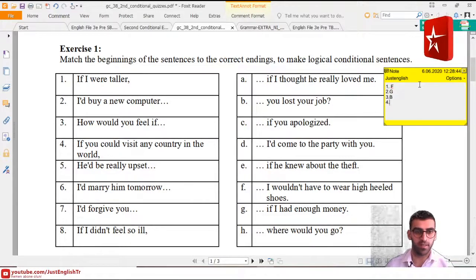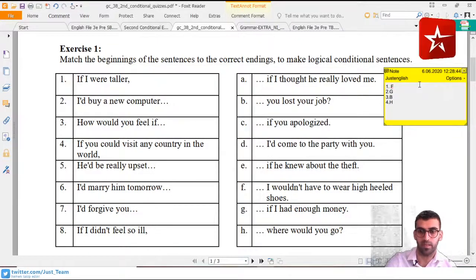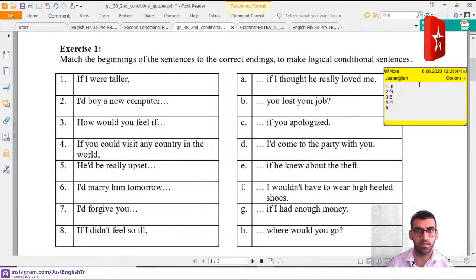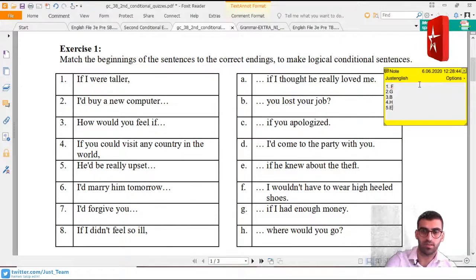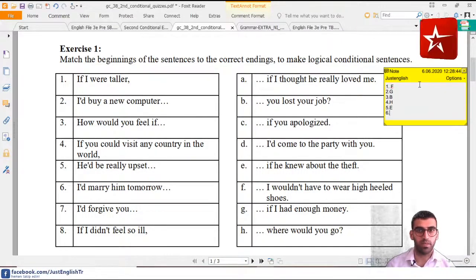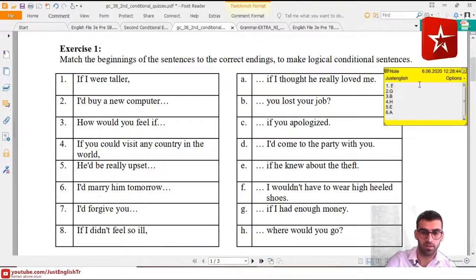If I didn't feel so ill, and also I should write he would be really upset. Number 6 is, number 5 is A. Number 6, I would marry him tomorrow, was A. And number 7, we said that number 7 was C. And number 8 is which one?